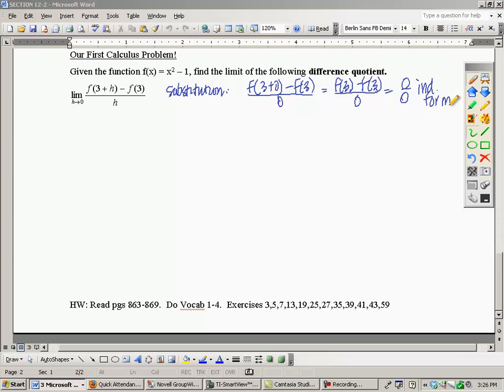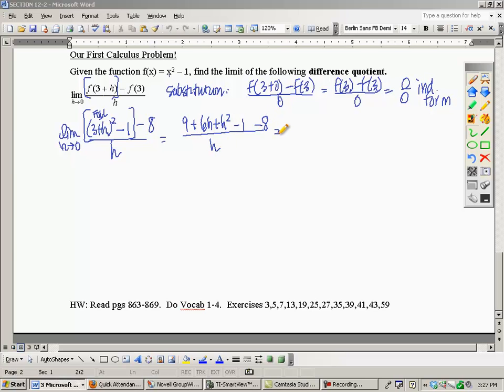We're going to take this limit and we're going to evaluate it as h goes to 0. All right, 3 plus h squared minus 1 is this first part. I'm going to put that in a bracket because that's this f of 3 plus h. Minus f of 3 is when I put this in. So 3 squared is 9, 9 minus 1 is 8, all over h. Now, don't forget this has to be FOILed out. If I do that, here's what I get: 9 plus 6h plus h squared minus 1 minus 8 all over h.